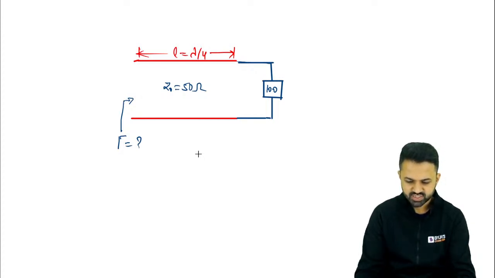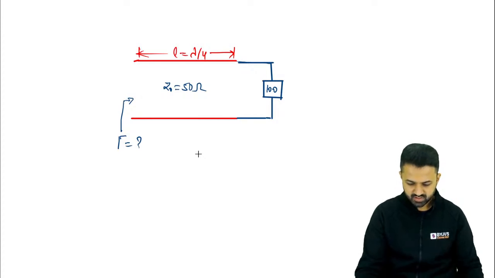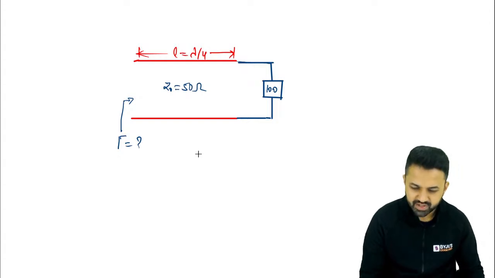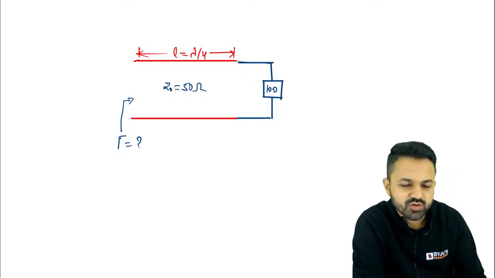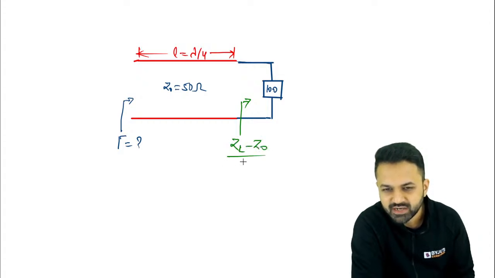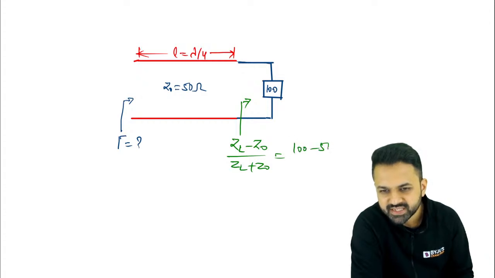What is the answer of this question? One by 3 or minus 1 by 3. Okay. So as I told you, first of all you will calculate the reflection coefficient at the load. So the reflection coefficient at the load is ZL minus Z0 divided by ZL plus Z0, which is 100 minus 50 divided by 100 plus 50. So you are getting 1 by 3.